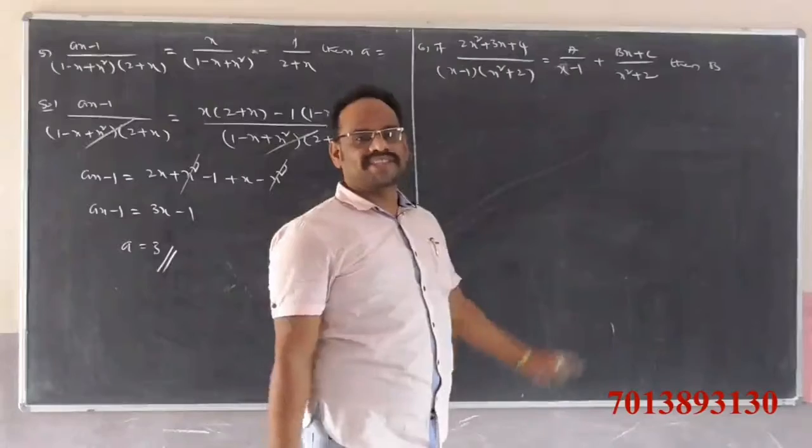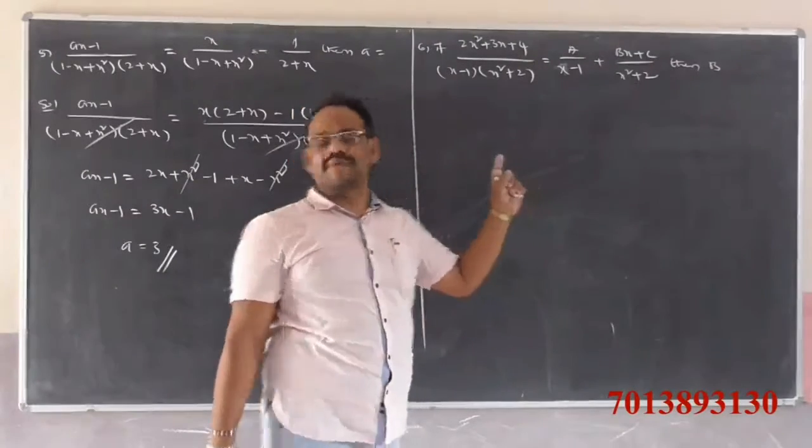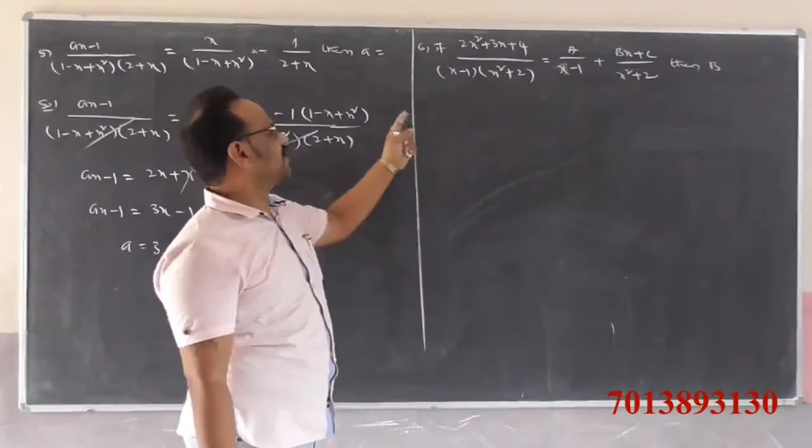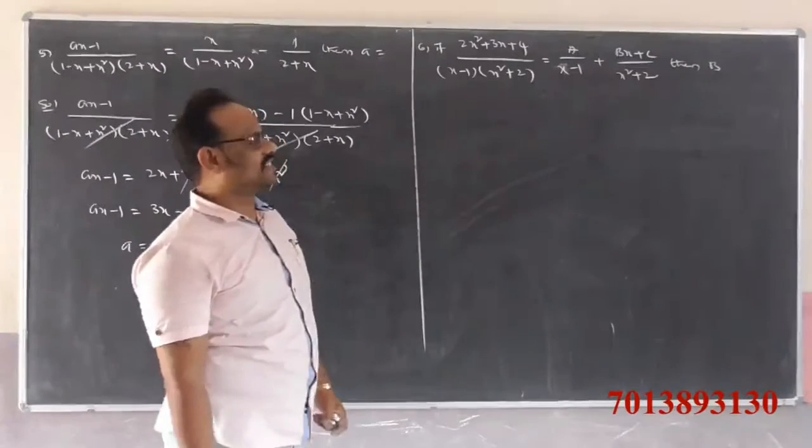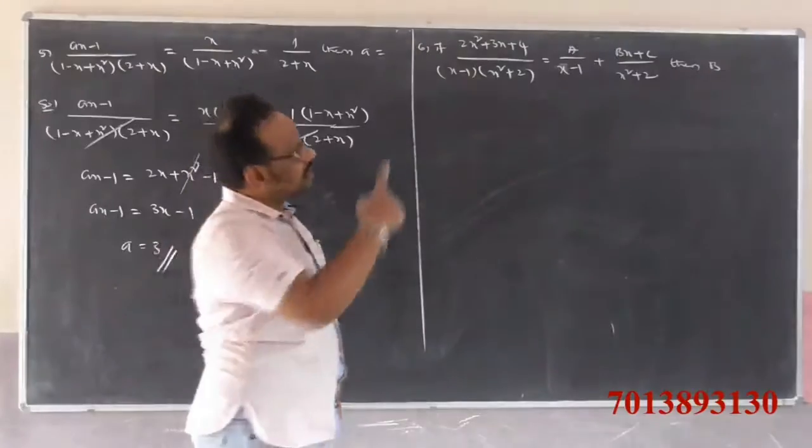Next is the one: if (2x square plus 3x plus 4) by (x minus 1) into (x square plus 2) is equal to a by (x minus 1) plus (bx plus c) by (x square plus 2), then we want the value of b.